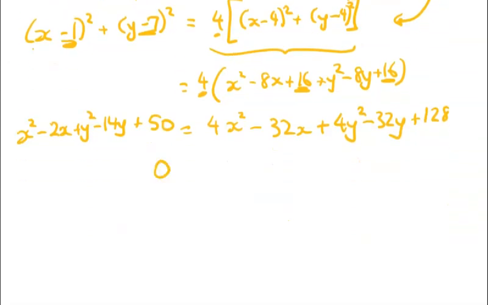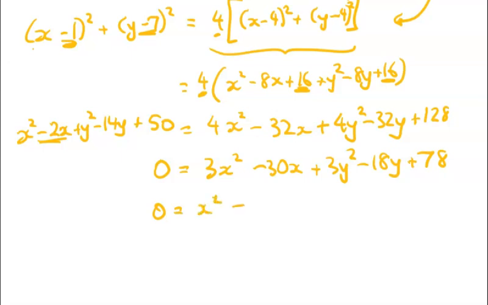Right, getting everything onto one side, we have 0 is equal to 3x squared. I'm adding on 2x. I get plus, oh, whoops. Minus 30x plus 3y squared minus 18y plus 78. I'm going to divide all of that through by 3 and I get x squared minus 10x plus y squared minus 6y plus 26.